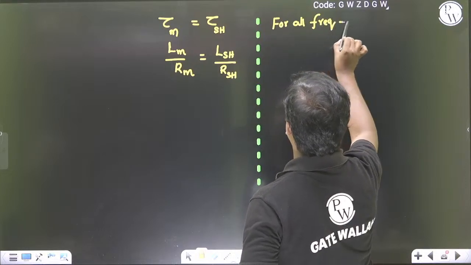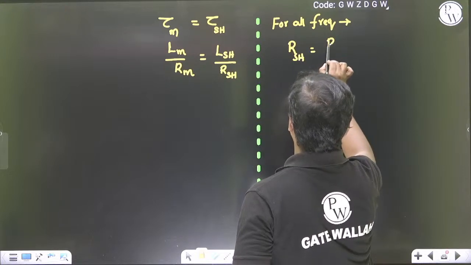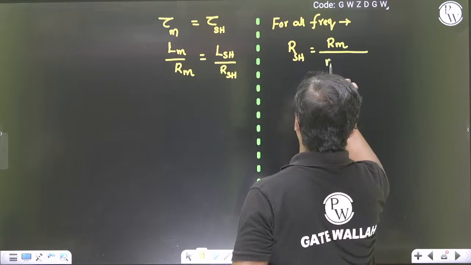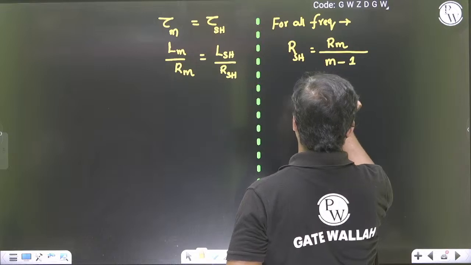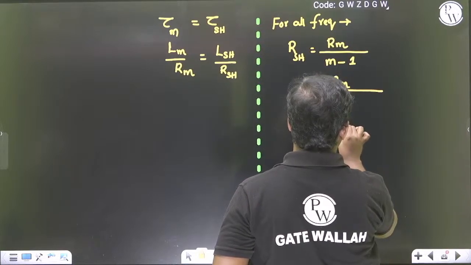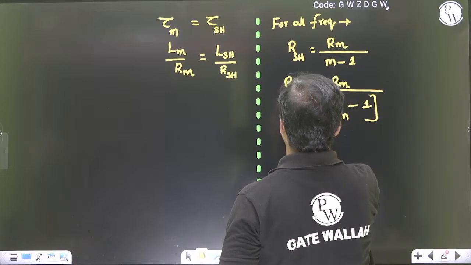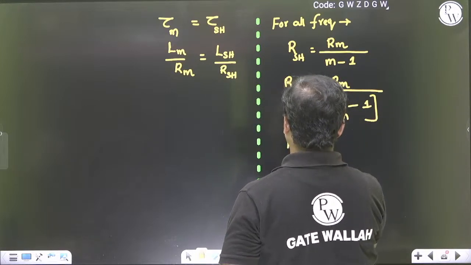For all frequencies to work, RSH can be taken as the formula Rm by m minus 1, which is Rm by I by Im minus 1, because it should work for DC. So the omega component gets cancelled. So from this, first of all, we can find out the RSH.